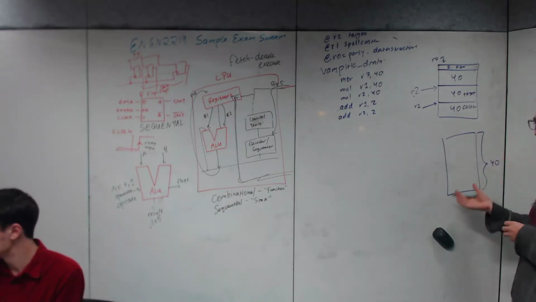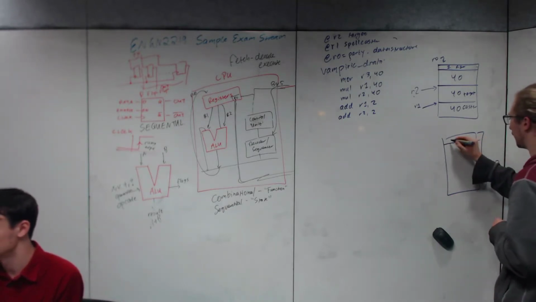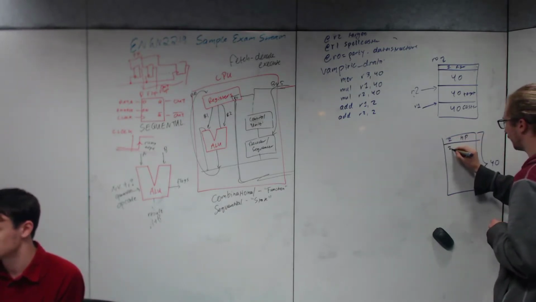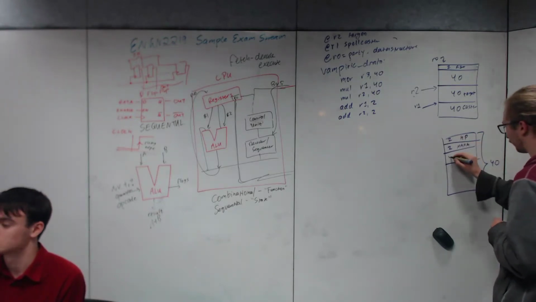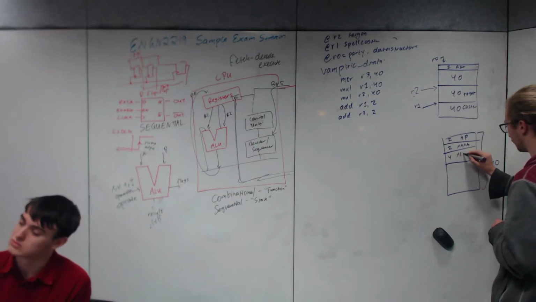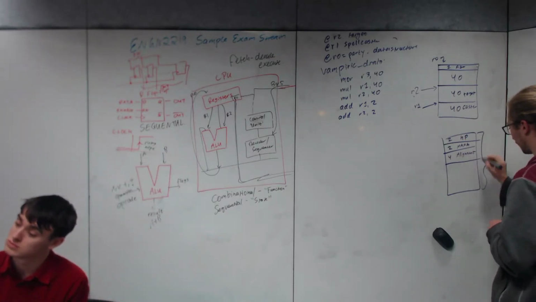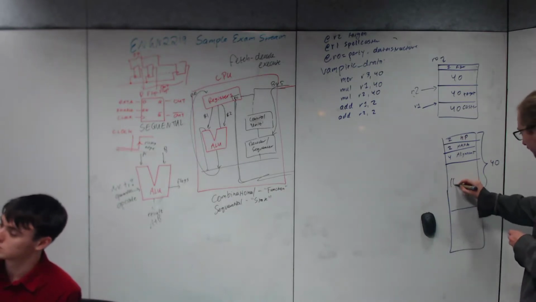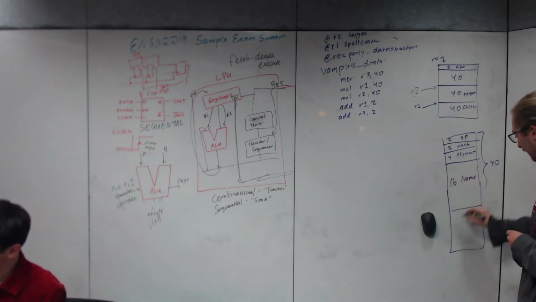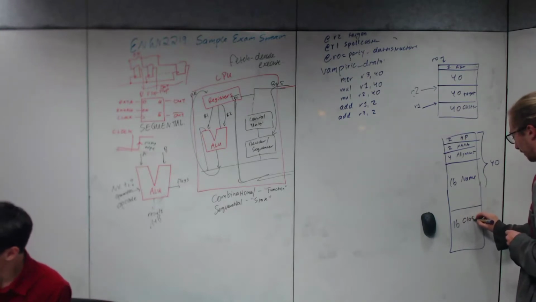Really helps to draw these pictures so you don't get lost. How was it cleaved up? So we have 2 bytes for the health. We have 2 bytes for the mana, not to scale. We have 4 bytes for the alignment. And then we have 16 bytes for the name and 16 bytes for the class.